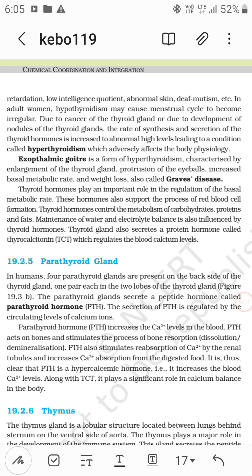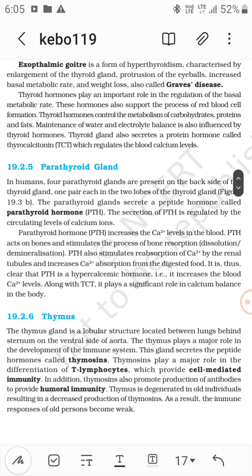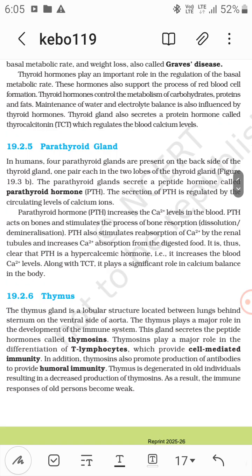Thyroid hormones regulate BMR and red blood cell formation, and control metabolism of carbohydrates, proteins, and fats, and maintenance of ionic balance. The thyroid also secretes a protein hormone called TCT, that is thyrocalcitonin, which regulates the blood calcium levels. Now the parathyroid glands: there are four parathyroid glands on the back side of the thyroid gland.